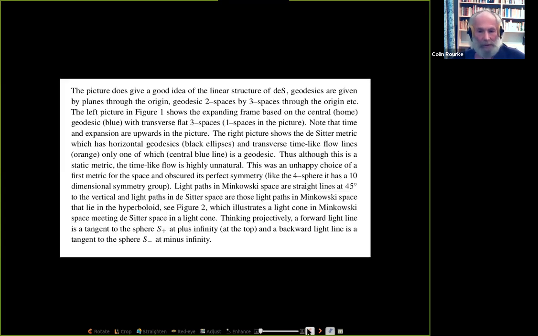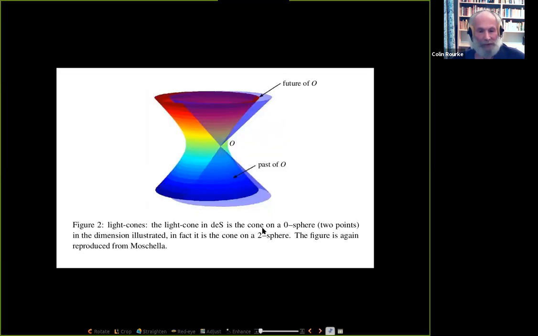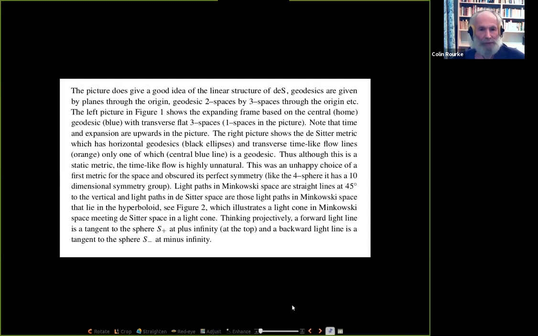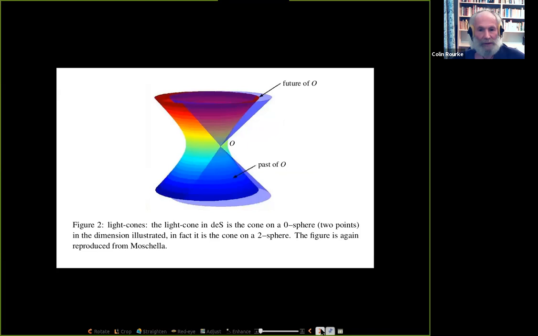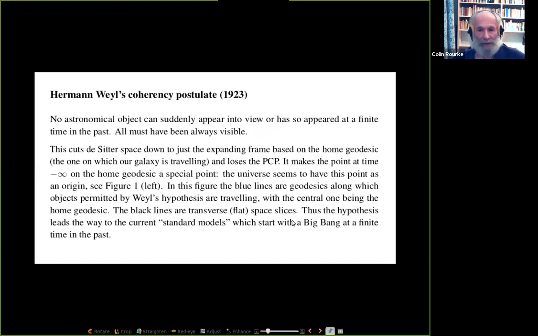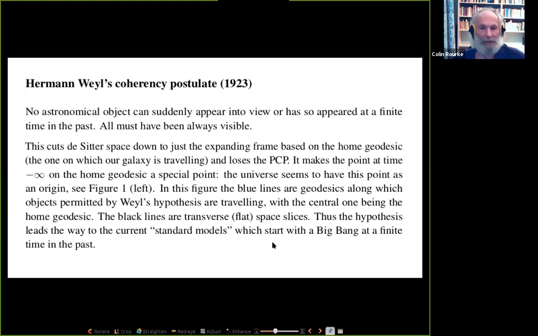And there's a similar sphere at the bottom for the negative light lines, going backwards in space. Okay, so we're ready to move on. Now here's Hermann Weyl's coherency postulate.